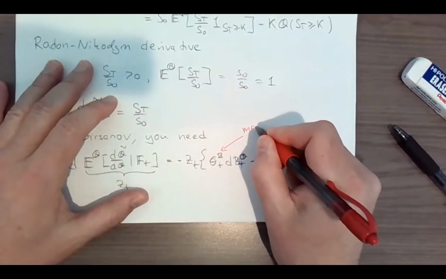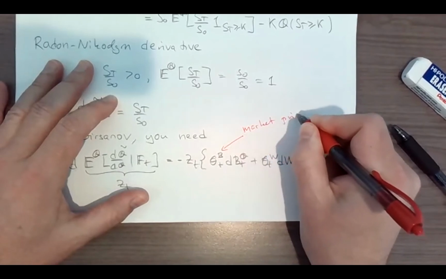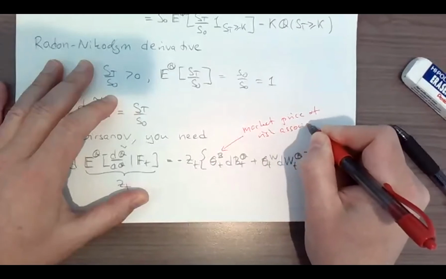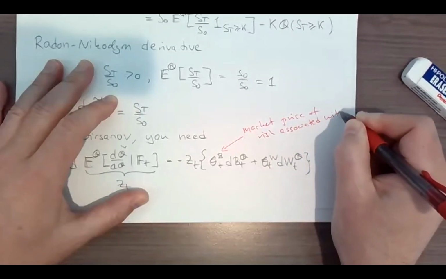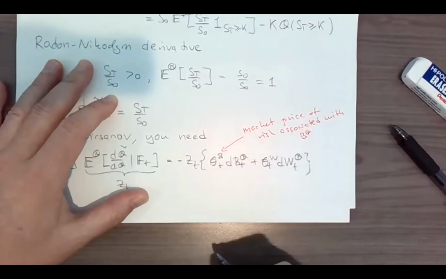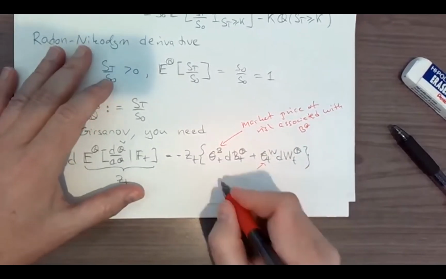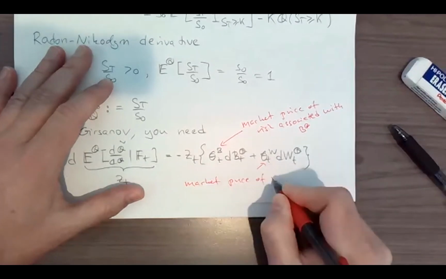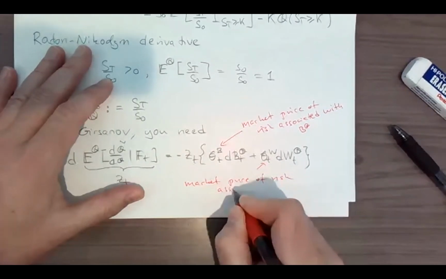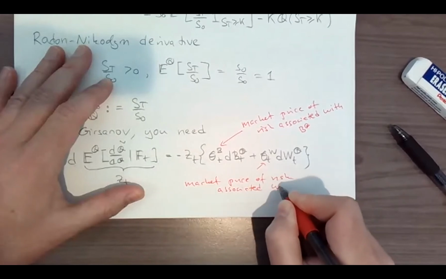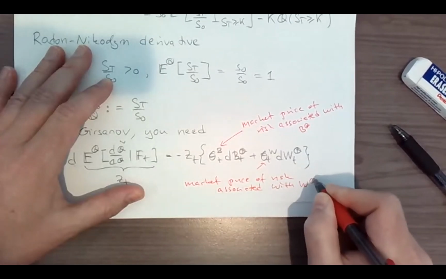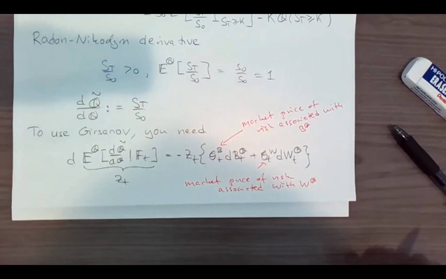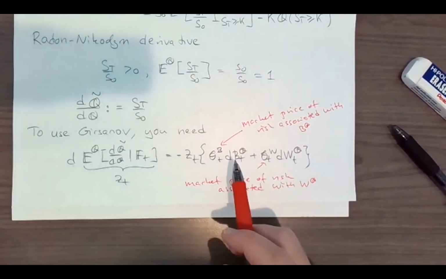This is the market price of risk associated with B, and this one here. This is the market price of risk associated with the other Brownian motion. So we always have the same number of market prices of risk as we have Brownian motions.